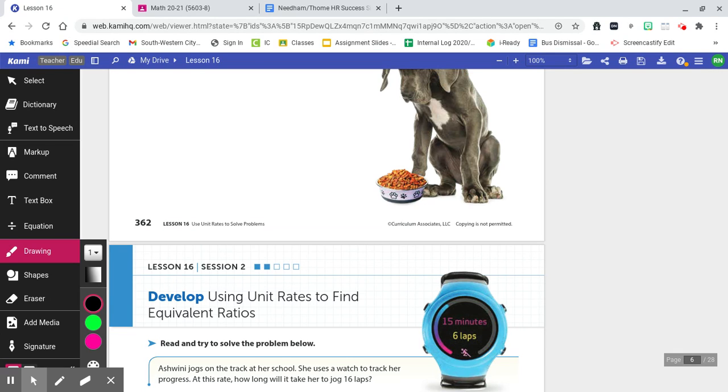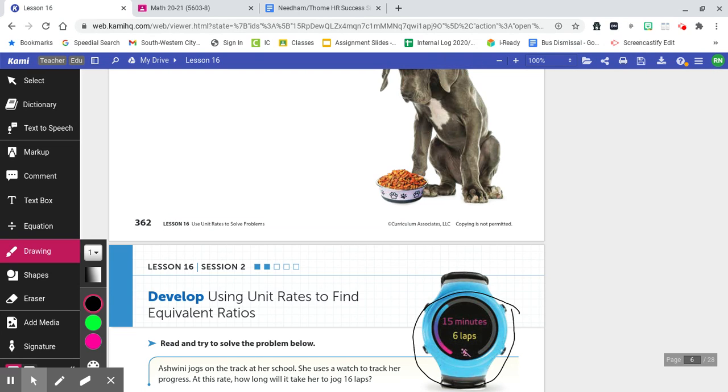So the problem is Ashwani jogs on the track at her school. She uses a watch to track her progress. At this rate, how long will it take her to jog 16 laps? So I come over here and I look. It takes her 15 minutes to jog 6 laps. That's key information. So I've got this rate here. I need to find a way to find out how much for 16 laps. Why don't you stop the video and answer this question and then come back.